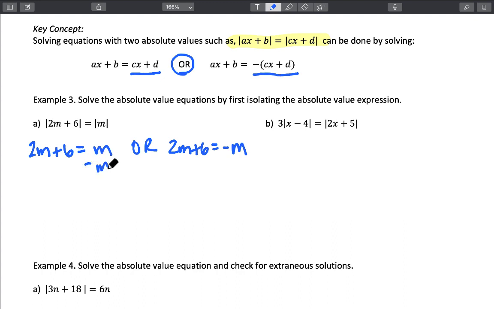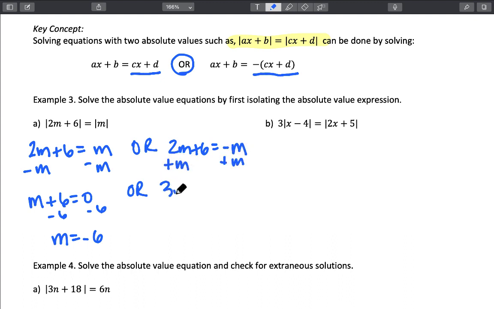We're going to subtract m over, and we're left with 2m minus m gives me m plus 6 equals 0. Subtract the 6 over, and we get m equals negative 6. All right, our second equation, we're going to add m over. We have 3m plus 6 equals 0. Subtracting 6 over to the right side of the equation gives us 3m equals negative 6.